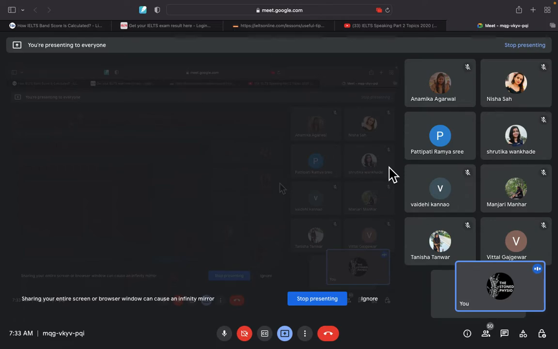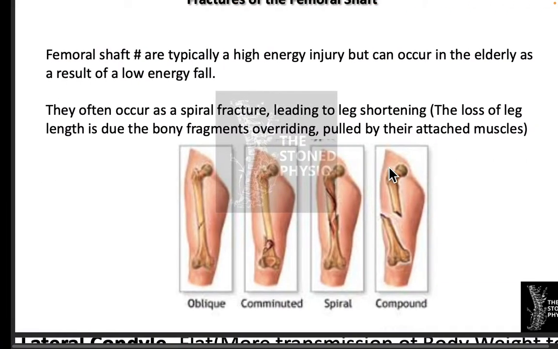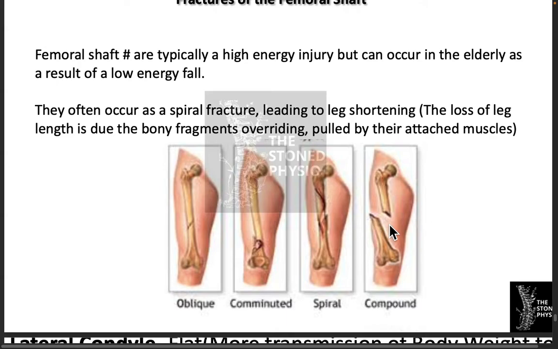Can anyone tell me what is the reduction? Alignment. Fracture reduction. Yes, alignment. We are realigning both the fractured fragments, we bring them back to their place. We can try it by various different methods. We can go for the conservative method.